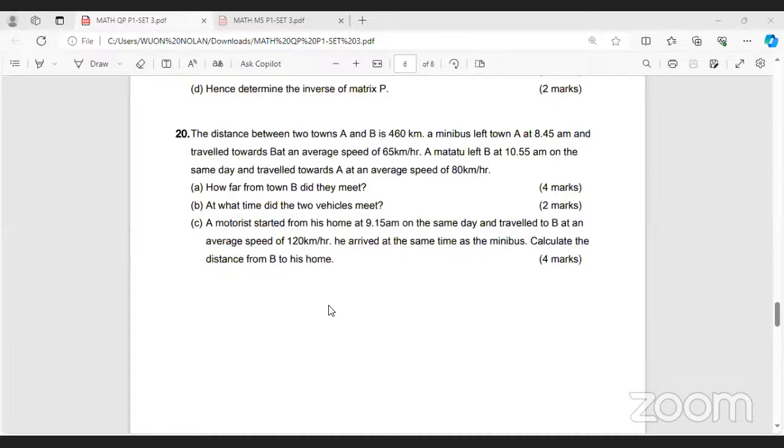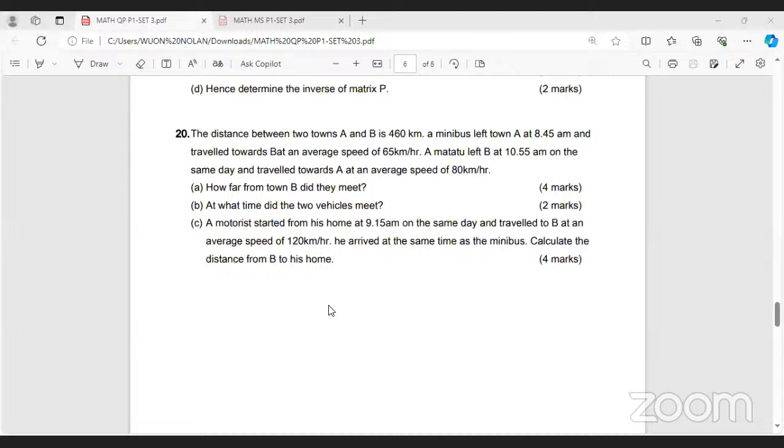107. 107 p.m.? How did you arrive at 107 p.m.? I took the time the two vehicles took to meet, and then I added the time of the matatu. Yeah, you take the time that the two vehicles took before they met. That is 2 hours and 12 minutes. Then you add to the time that the matatu started moving. You'll get the time that the two vehicles will meet.